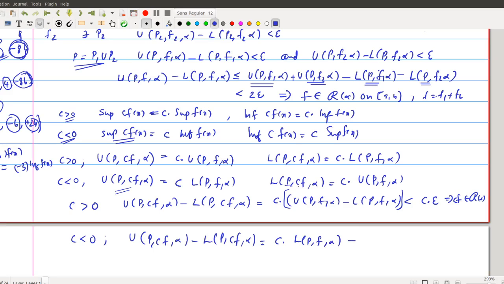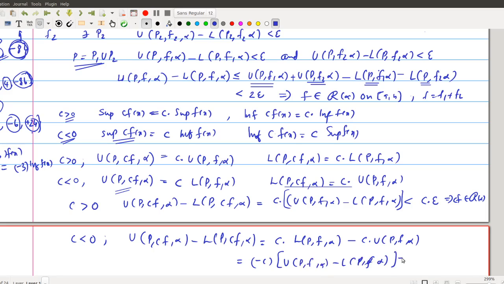What is L(P, f, alpha)? L(P, f, alpha) is this one, c times U(P, f, alpha). Now you take minus c outside. This minus c is positive, since c is negative, then minus c is positive, then that will be U(P, f, alpha) minus L(P, f, alpha). So this is again minus c times, which is less than, if f is integrable, minus c times epsilon. So this implies cf belongs to R alpha again.